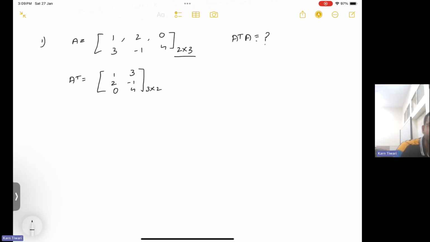Whenever you multiply two matrices, A and B, if A has a shape of m cross n, then B should have the shape of n cross p, where n in the first case is the number of columns and n in the second case is the number of rows.